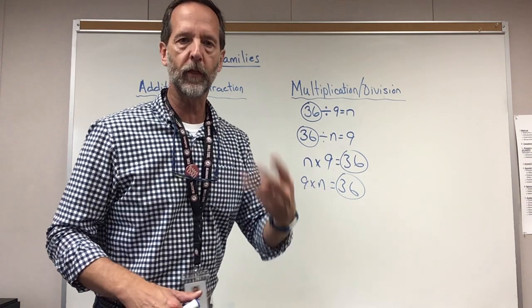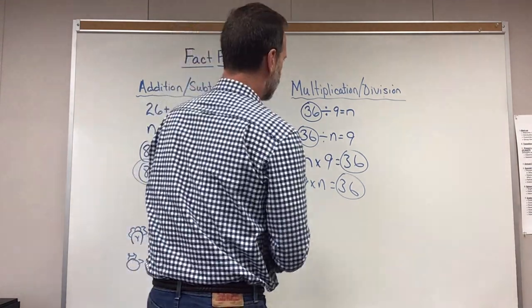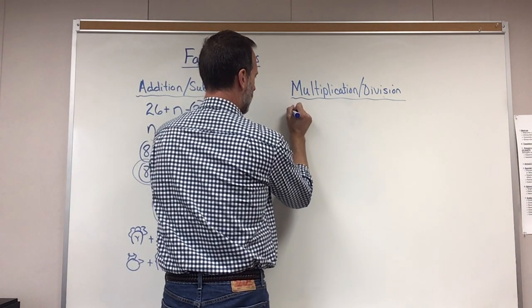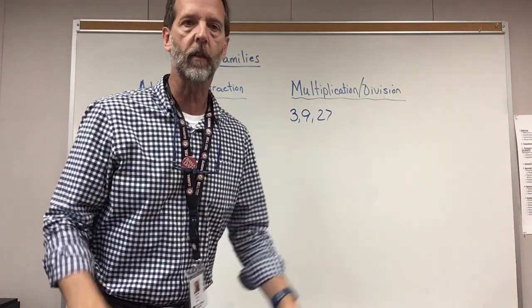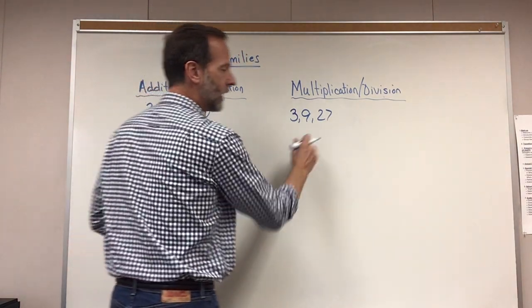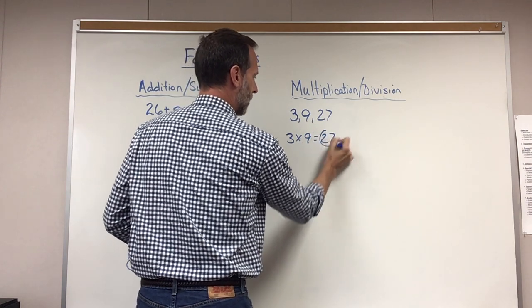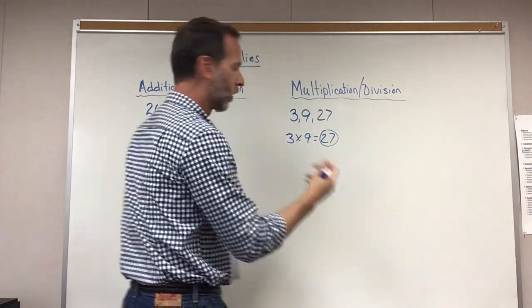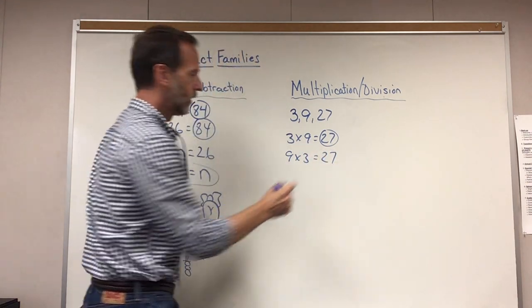So let me give you 3 numbers, and let's write the number sentences together, okay? For multiplication and division. All right, if I tell you that 3, 9, and 27 are a fact family, and they are, 3, 9, and 27, I should be able to write 4 number sentences. Let's do the multiplication first. What would it be? 3 times 9 is 27, right? Big number at the end. Switch it. Multiplication also has the commutative property where you can switch the order of the factors. 9 times 3 is 27. Big number at the end.